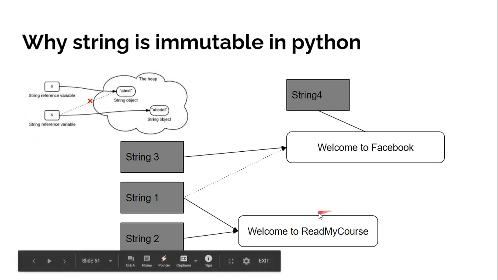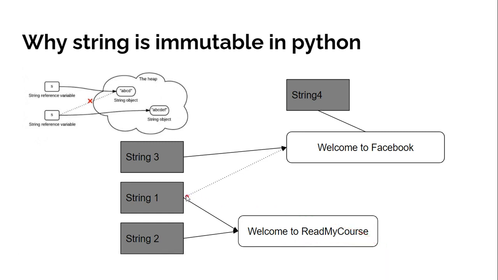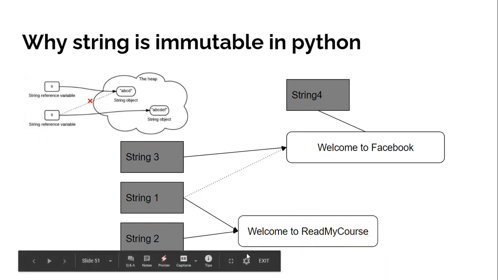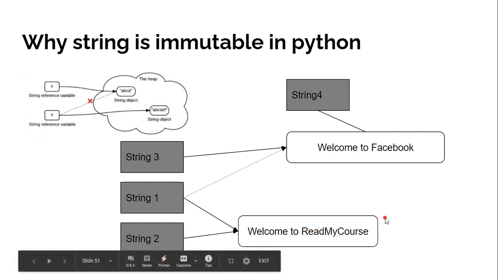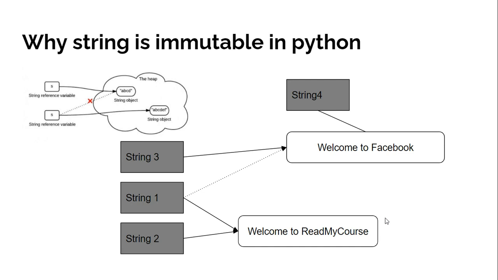Now how does this work? Suppose that initially the string 1 value was "welcome to Facebook". Now you change the value of string 1 to "welcome to read my course". Then it will just point to a different memory location. So this is for memory optimization. Is this clear to you? Yes, sir.